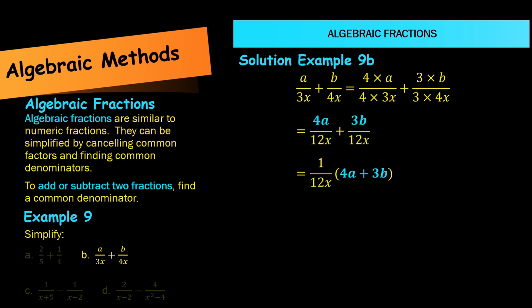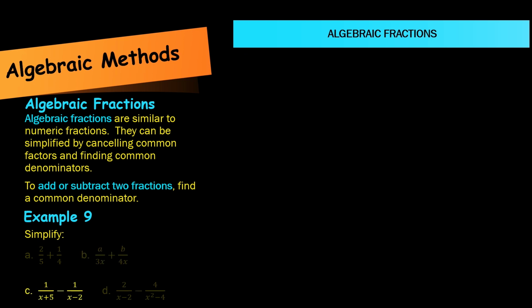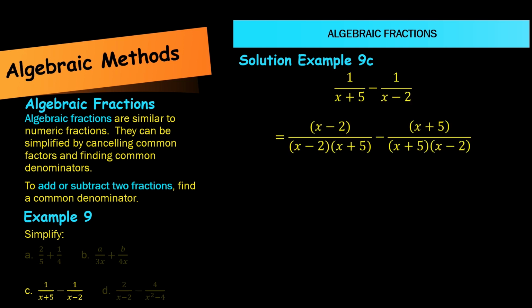And now for part C. This time we're subtracting two fractions. However, we still need to find a common denominator. So let's solve this. We're going to multiply the first fraction in the numerator and the denominator by x minus 2. And the second fraction we're going to multiply top and bottom by x plus 5. So we now have a common denominator, x minus 2 times x plus 5.